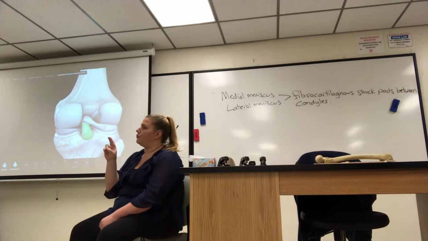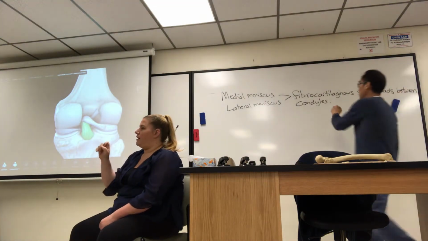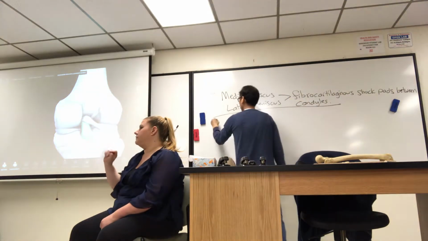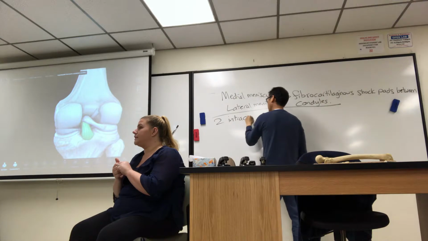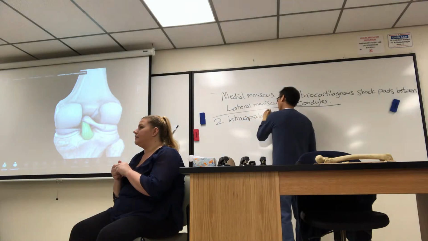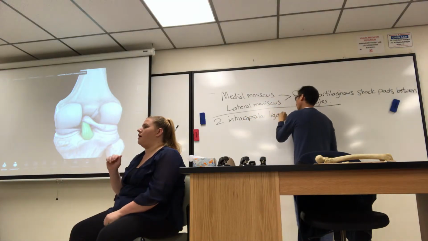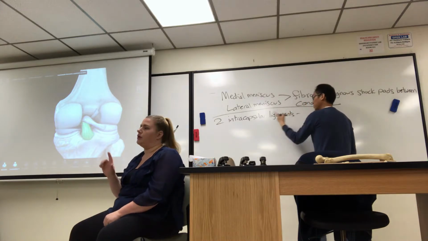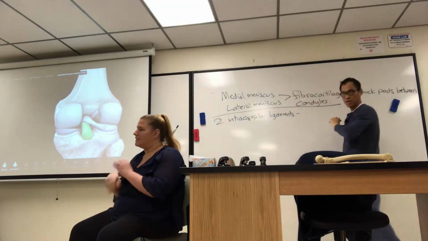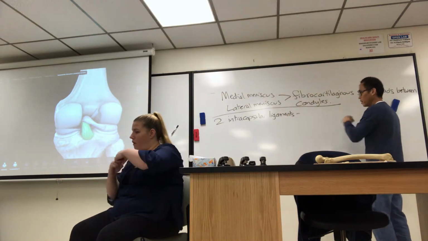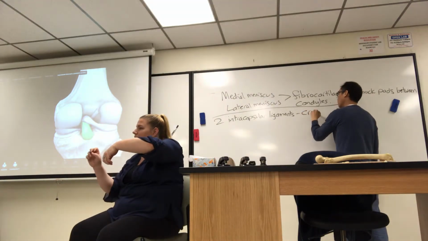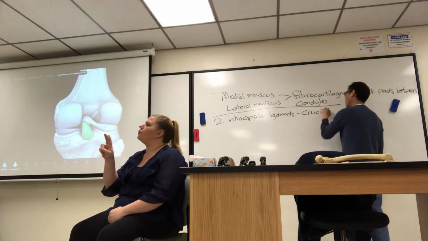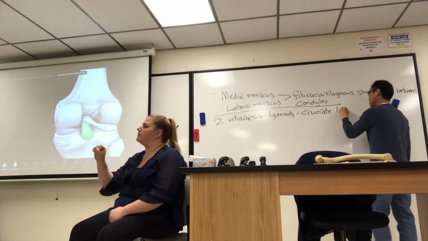So what the cruciate ligaments are doing, let me show you. Two intracapsular ligaments. That means they're inside the joint capsule of the knee. So basically, these are called the cruciates. Cruciate ligaments.